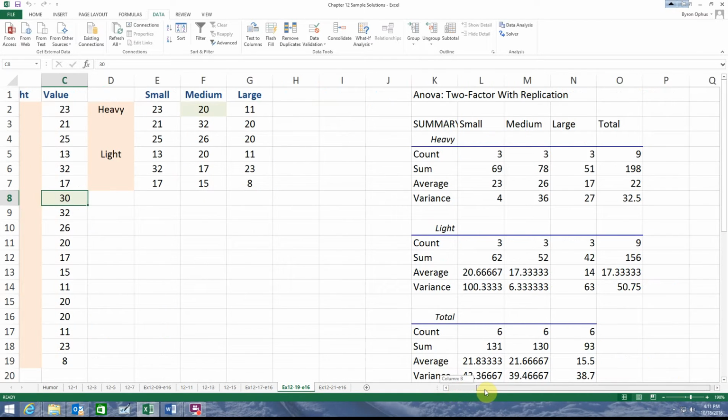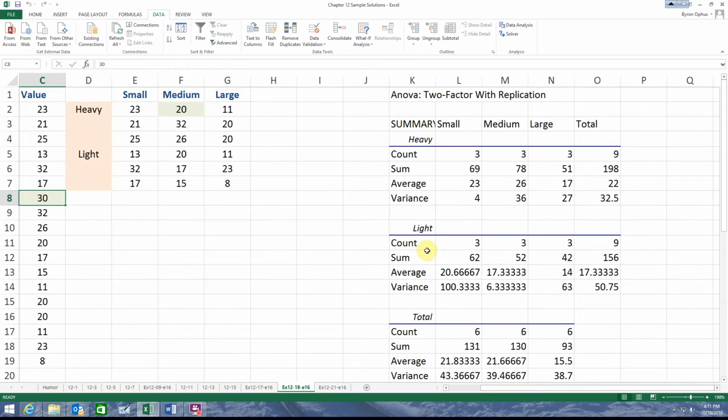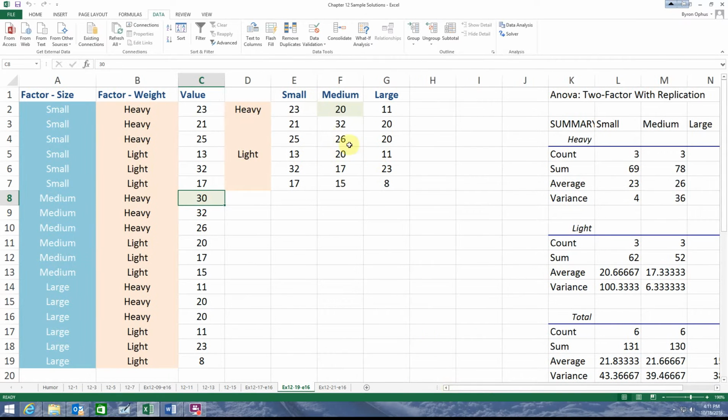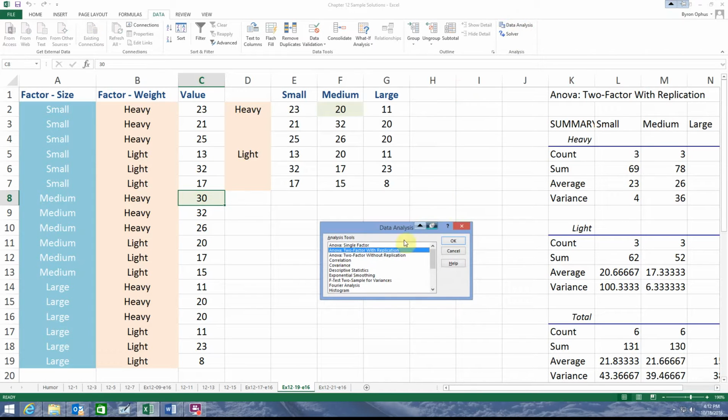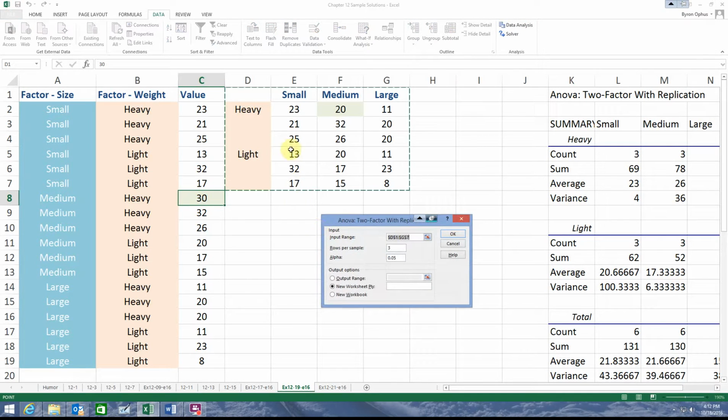Anyhow, again, here, this is with replication, meaning that there could be some interaction between these, or one dependent upon the other. And so we'll let Excel do the work for us. And how do we do that? Data analysis, two-factor with replication. So I'm going to click on that.